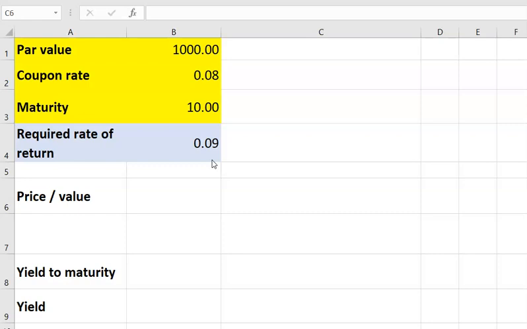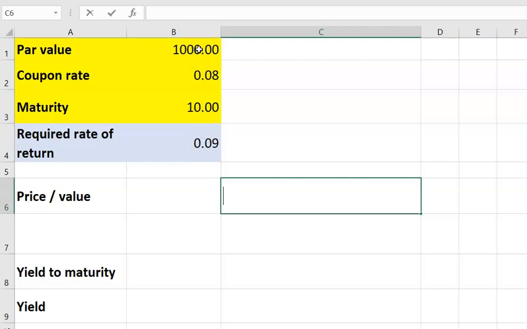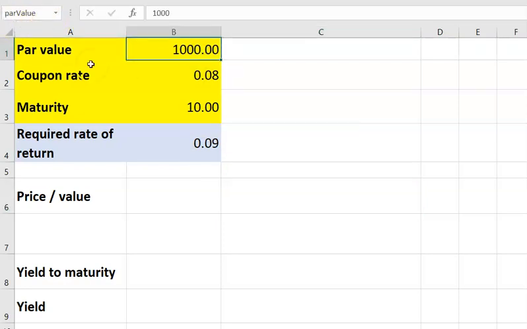All right. So these are the things. I've also named these cells. Look here. You can see it says par value and coupon rate. I've named these cells so that when we do these equations, it'll be easy to see what they are.